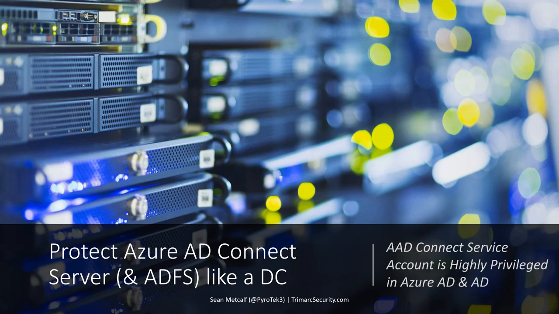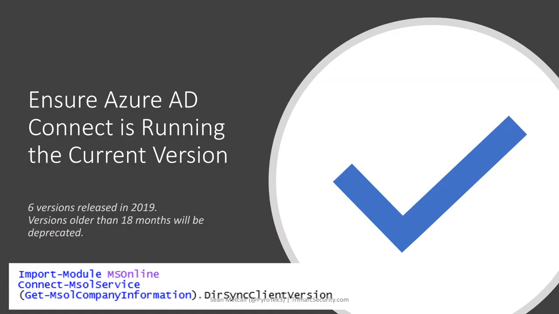The Azure AD Connect service account is highly privileged in Azure AD and Active Directory, so make sure that is very well protected, much like a DC, as Microsoft calls it, a tier 0 system. And you want to ensure that Azure Active Directory Connect is running the current version. There were 6 versions released last year. We tracked this as part of our Microsoft Cloud Security Assessment at Trimarc, and we note that versions older than 18 months will be deprecated by Microsoft. You can run this command in order to identify against your Microsoft cloud environment what the Azure AD Connect version is. You can also check on your Azure AD Connect server.